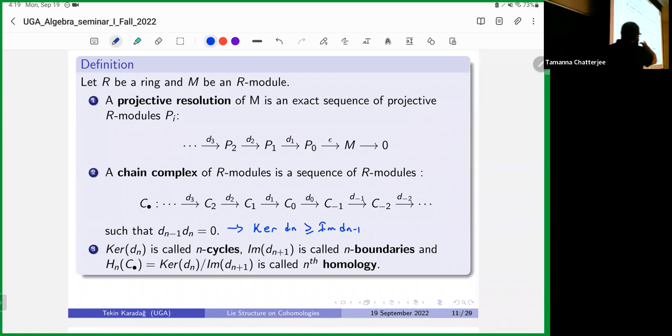So in here, the kernel of d_n is called n-cycles, and the image of d_{n+1} is called n-boundaries. And we define the usual homology by taking the quotient of the kernel by the image. This is how we define homology.